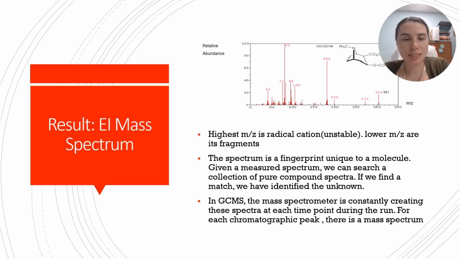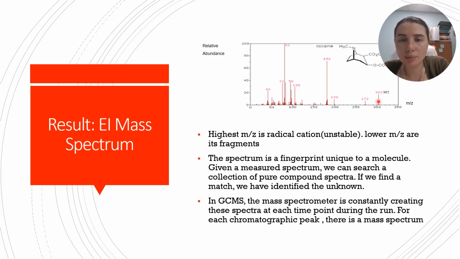The result is an electron impact mass spectrum. You have in this figure the mass spectrum for cocaine obtained on a GCMS. The mass spectrum is kind of like the fingerprint of a molecule. It contains the individual mass per charge fragments that resulted from the breakdown in the source of, in this case, cocaine. The intensity of each fragment denotes how stable the fragment is, the abundance of that fragment in the spectrum.